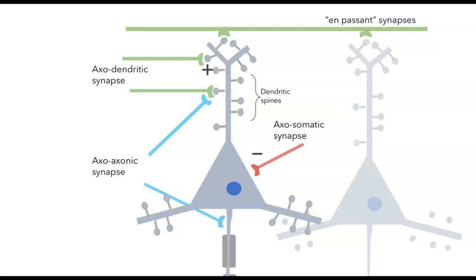Well, we need to know a lot more about how nerve cells integrate information at both excitatory and inhibitory synapses in order to understand how they're going to be able to add up all the inputs that they get and then make decisions about whether or not to fire action potentials. And that's the focus of my next video.